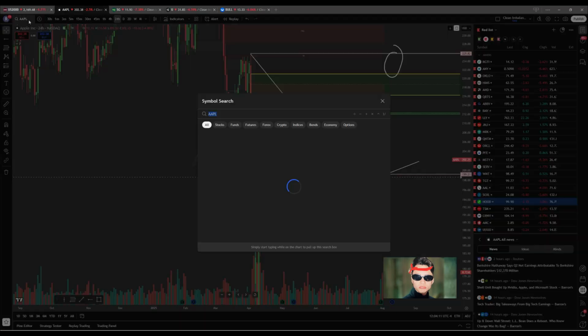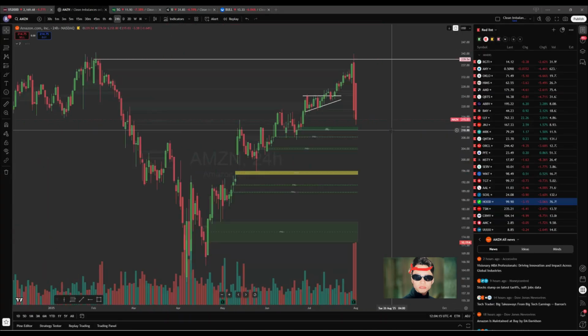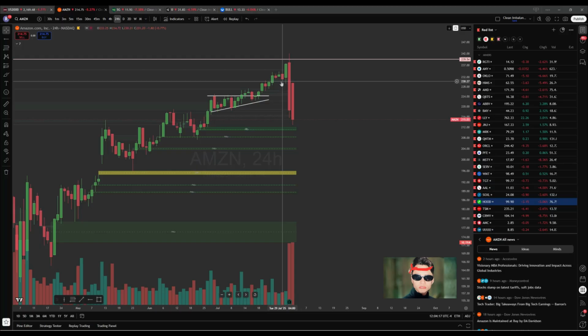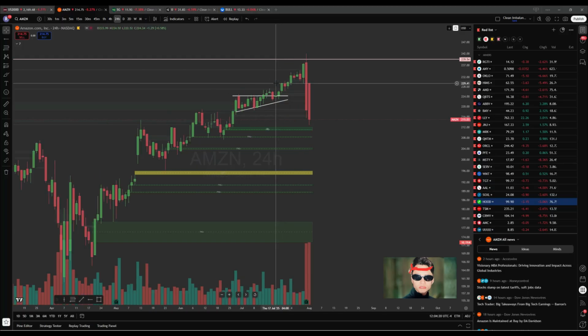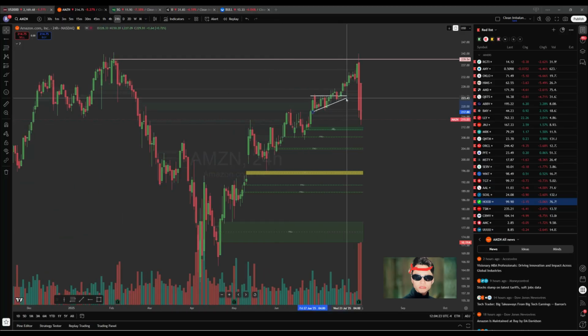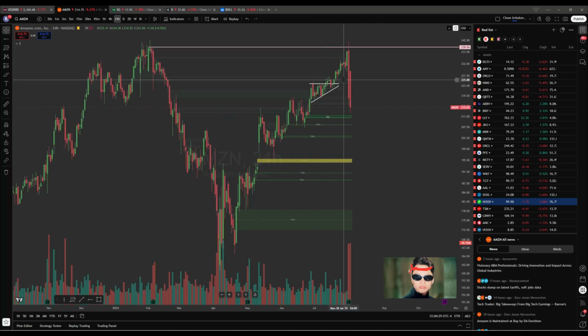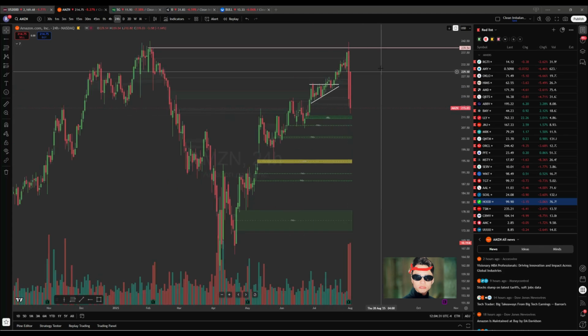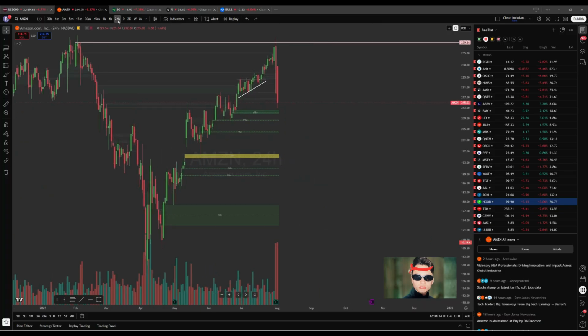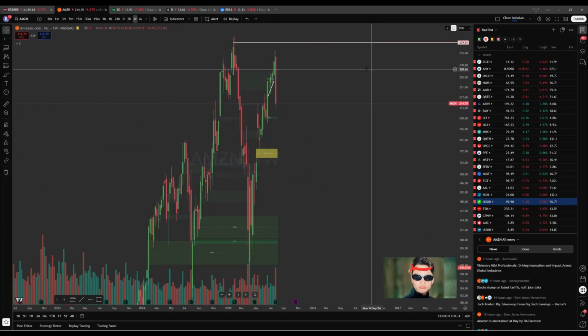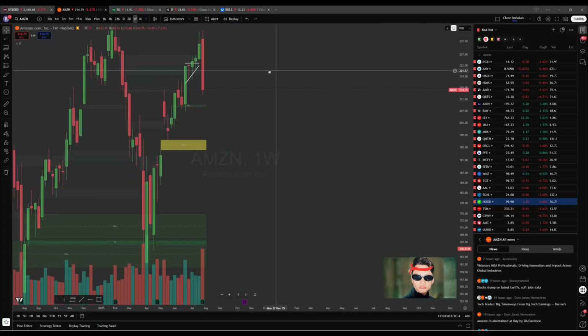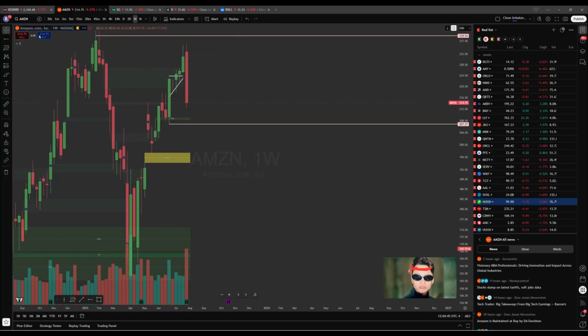Let's do Amazon. See, no imbalance created here. We had this ascending triangle look too, which it broke out of and kept going up. I don't know what happened with their earnings. But yeah, I would say just expect price to get inside this imbalance and get into these lows before trying to get in.